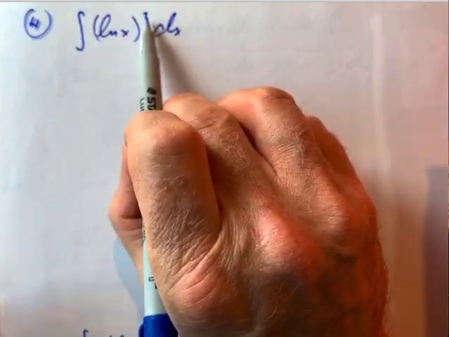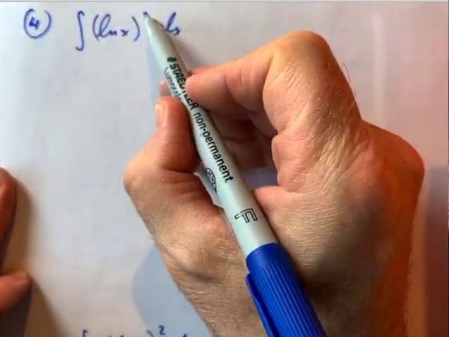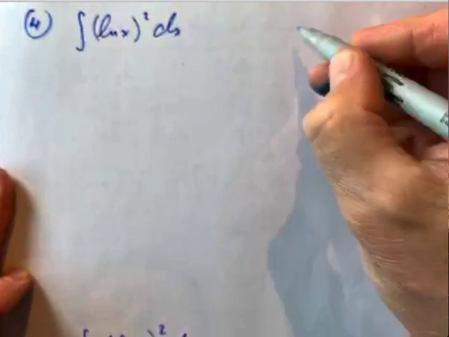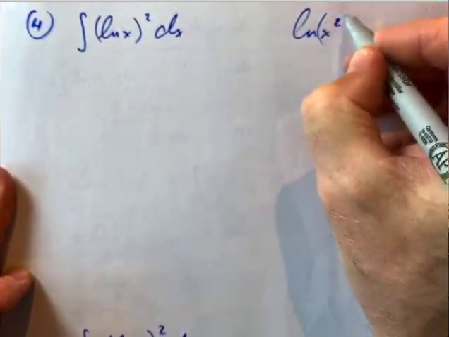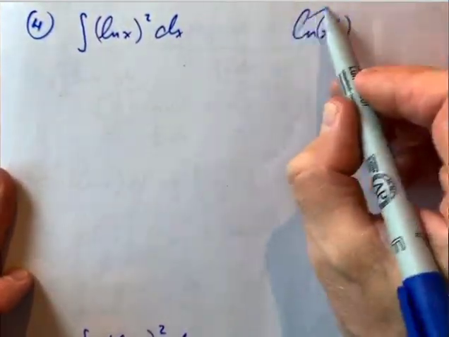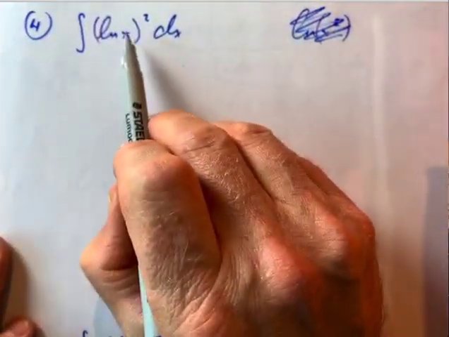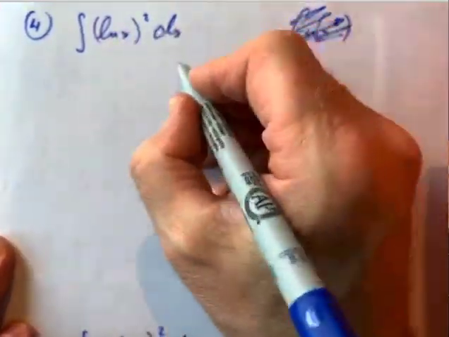Ln of x squared. This is number 4. We're going to try it 2 different ways. Now, hey, I want to bring this 2 down front. No. If it was ln x, all squared, yes, that can come down, but I can't do that here. So this is one function. Okay, so I could make this ln x and ln x.